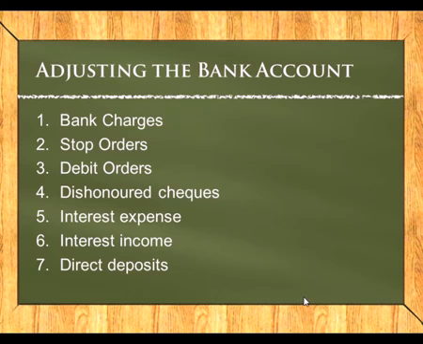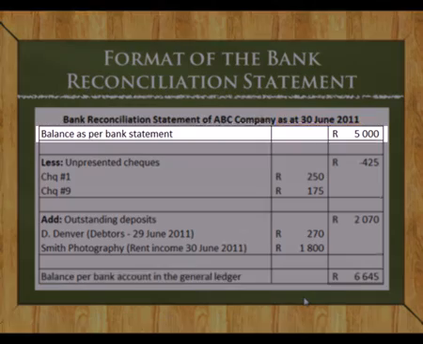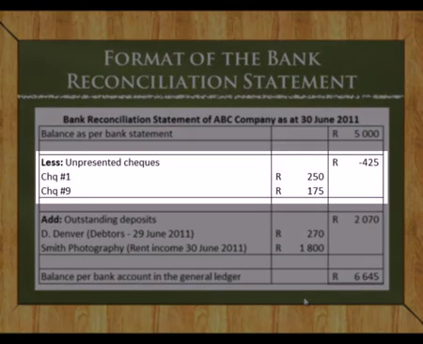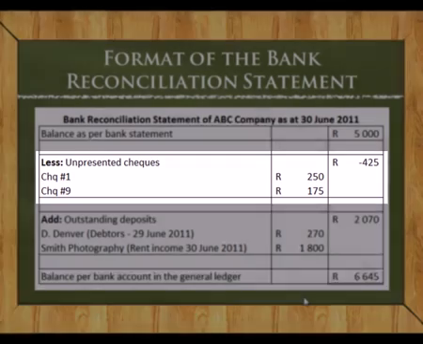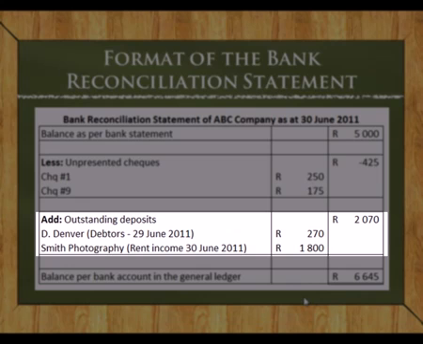So let's quickly look at the format of the bank reconciliation statement. The bank reconciliation statement is always shown as at a specific date. We always start off with the final balance on our bank statement. Then you take away all the outstanding checks or unpresented checks. You must show the details of the checks, so check number 1 and so on. And we then add on all our outstanding deposits.